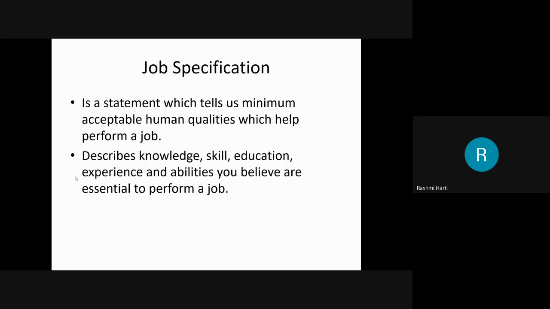So here, moving on to job specification. Job specification is nothing but a statement which tells us the minimum acceptable human qualities which help perform a job. Please understand, students, job description tells us the minimum duty, task, and responsibility of a particular person. Job specification tells the minimum knowledge, skill, and ability required for a particular person in a job. So job specification describes knowledge, skill, education, experience, and abilities which are believed to be essential to perform a job in a better way.